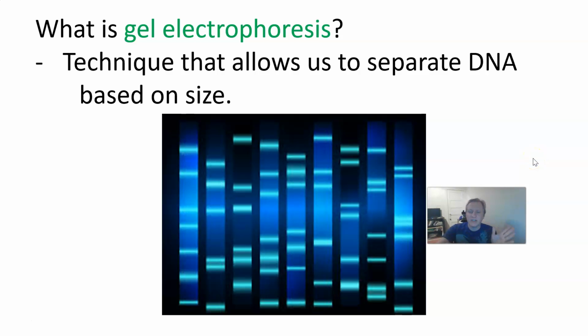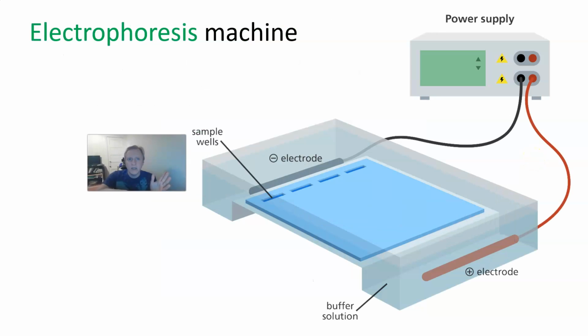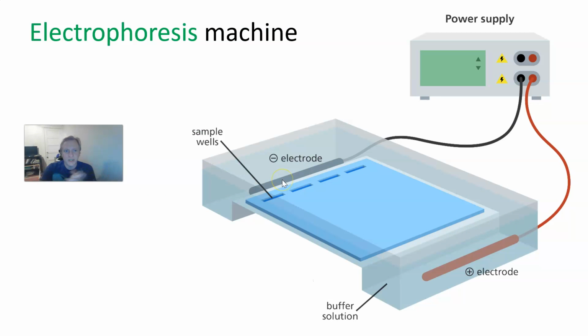But let's talk about how that actually works. So this is what an actual electrophoresis machine looks like. And these things are not crazy big. You can get them to be pretty big if you want to run some crazy big gels. But they're generally pretty small. You could fit one in your backpack super easily.